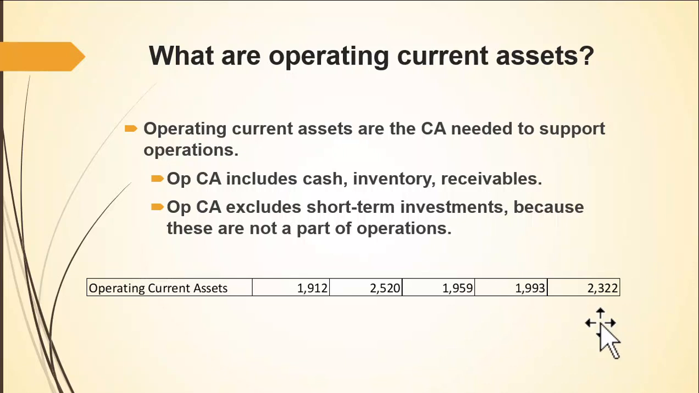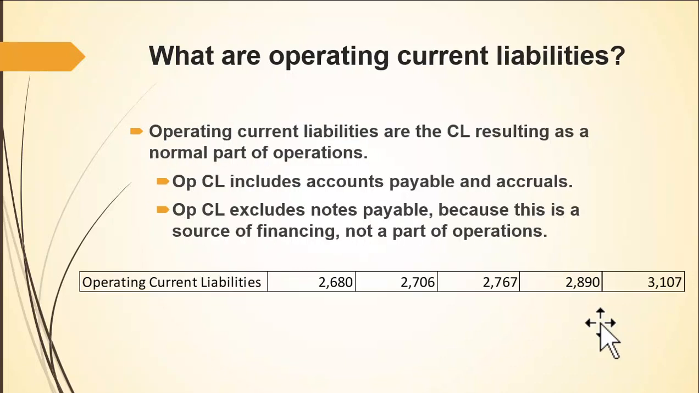But the numbers are in the ballpark. They're only about, I know this is probably in millions of dollars, but it is really about $400 or so difference across the board. What about liabilities? The same thing. What's included? Accounts payable and accruals. Everything else in the current liabilities section is going to be excluded. Why? Because it's not part of operations.